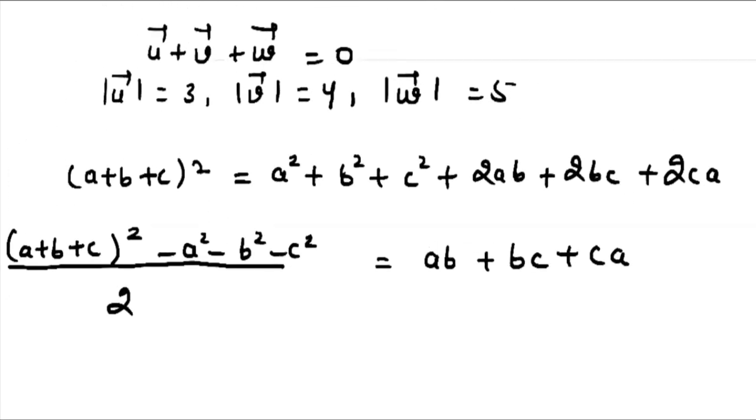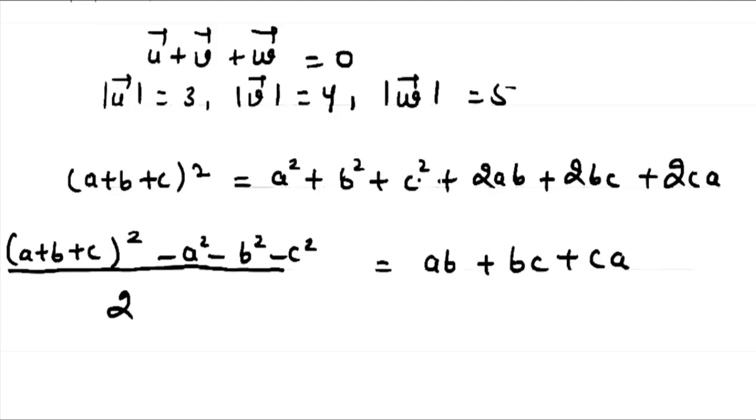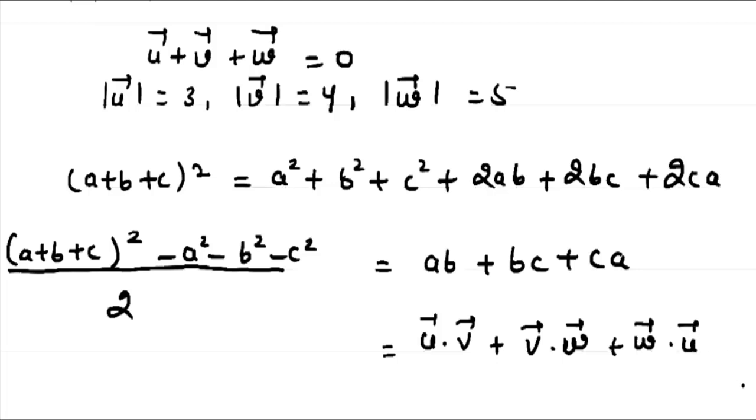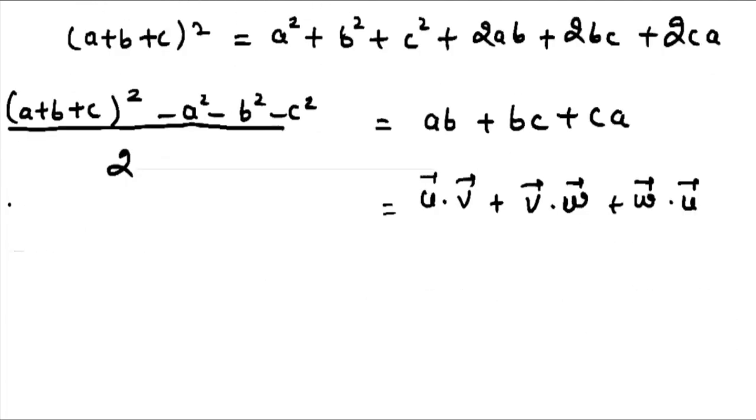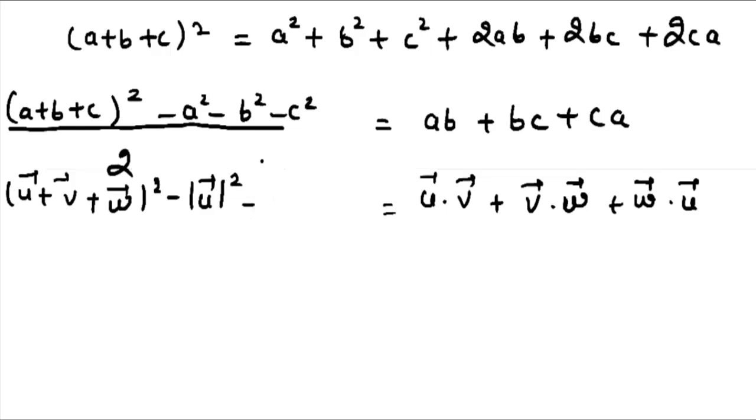Now here if we treat a as u vector, b as v vector and c as w vector, then u vector dot v vector plus v vector dot w vector plus w vector dot u vector will be equal to u vector plus v vector plus w vector whole square, minus a square, that is magnitude of u vector whole square, minus b square, that is magnitude of v vector whole square, minus c square, that is magnitude of w vector whole square, divided by 2.